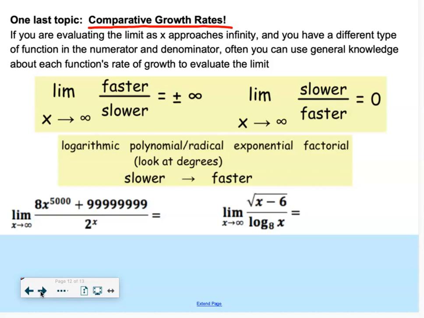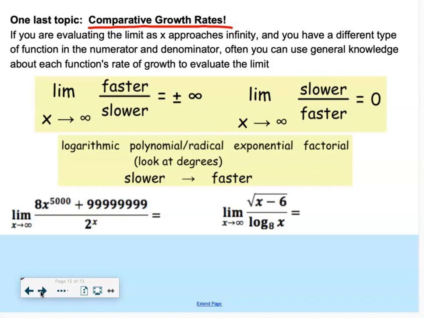How do you know which functions are slower and which functions are faster? I've given you a little cheat sheet here. Logarithms are the slowest. Logarithms are the turtles of the function world. They grow so slow that they look like they have horizontal asymptotes when they don't. They're going so slow they look flat. Okay, but they don't. Next are polynomials and radicals.